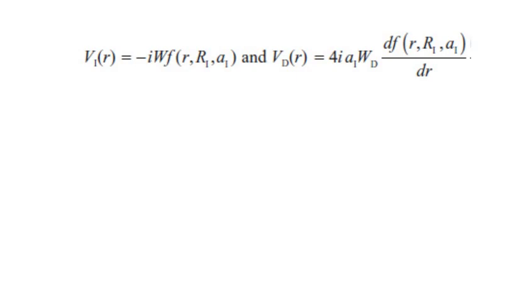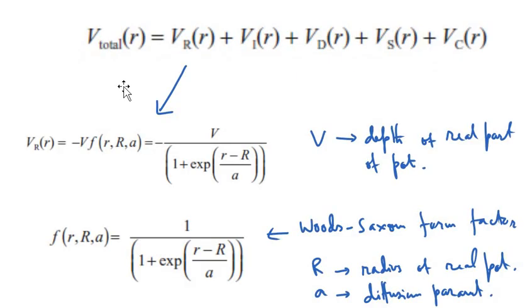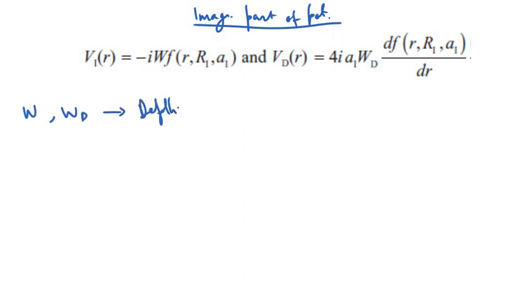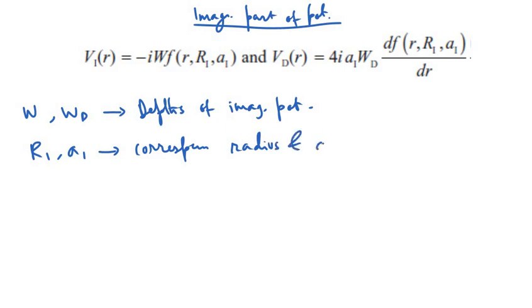So now it's time to talk about the imaginary parts. This was the real part V(R). Now I am talking about the W and W_D components here. These two basically constitute the imaginary part of the potential, where W and W_D are depths of the imaginary potentials, having R1 and A1 as the corresponding radius and diffusiveness.